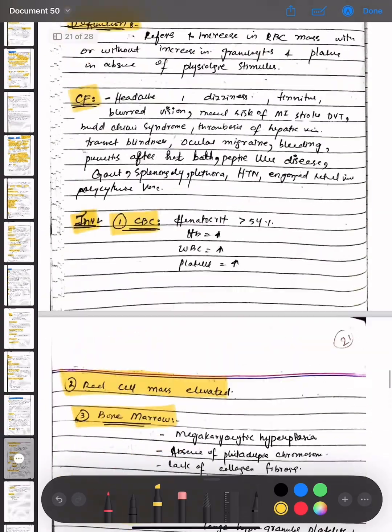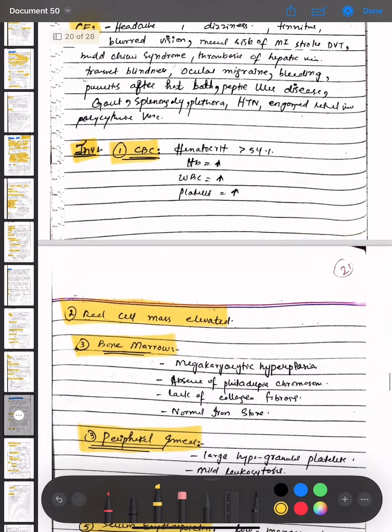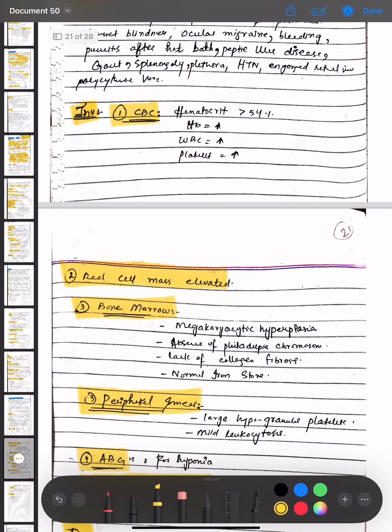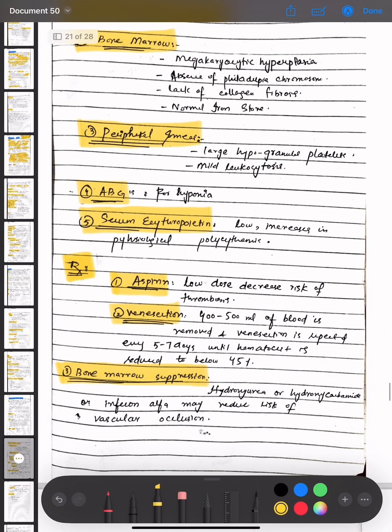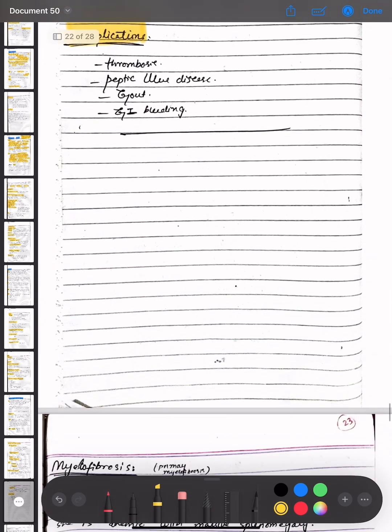So we have discussed polycythemia rubra vera, the scenario for it, the definition, and the clinical features. Then the investigation options, which are CBC, red cell mass, bone marrow, peripheral smear, ABGs, and serum erythropoietin. Then the treatment options, which are aspirin, venesection, and bone marrow suppression. Then the prognosis and the complications.